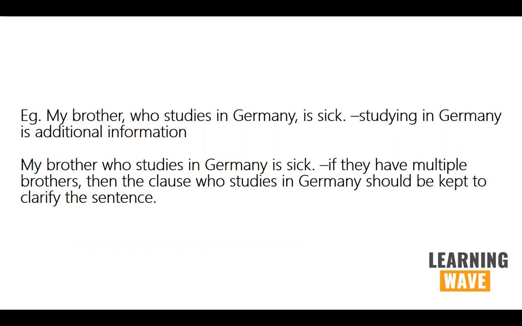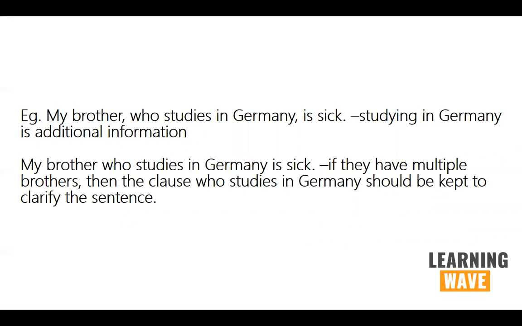Here's an example. My brother, who studies in Germany, is sick. Here, the who clause comes between two commas. The who clause is who studies in Germany, and that comes between two commas. This implies that the information who studies in Germany is just additional, and the sentence is trying to convey that my brother is sick.